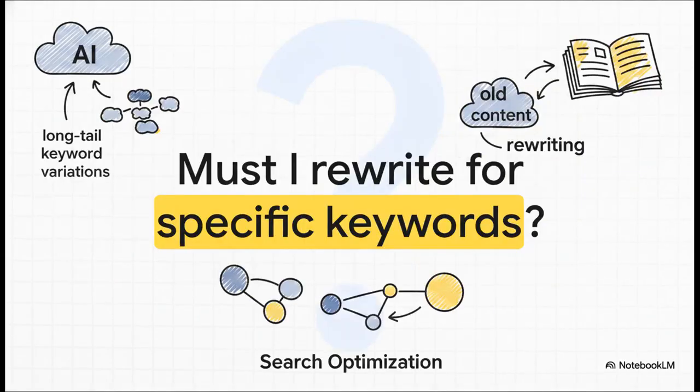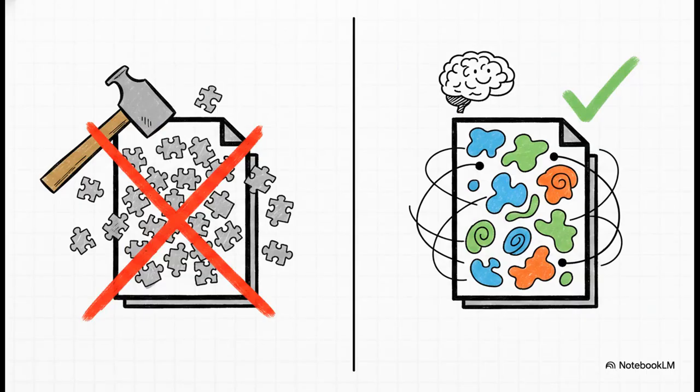All right, one more big one. Do I need to go back and rewrite my old content to include every possible long-tail keyword variation so the AI doesn't accidentally miss me? No, you really don't. Today's AI systems use semantic search. This means they understand the concept behind a query, not just the exact letters someone typed into the search bar. They'll connect users with your content even if you don't use the precise exact words the user searched for. So you definitely don't need to force unnatural robotic keyword variations into your text just to capture every possible query.